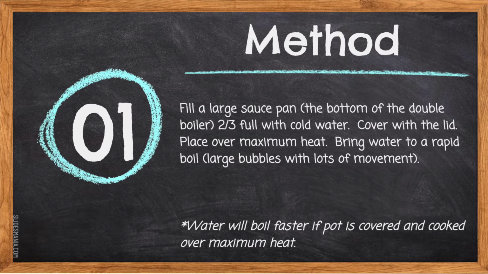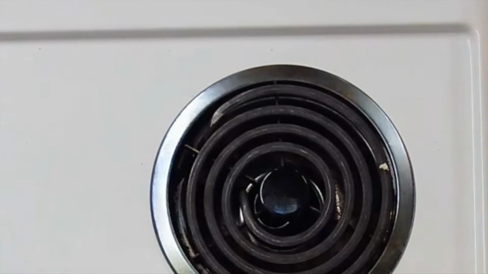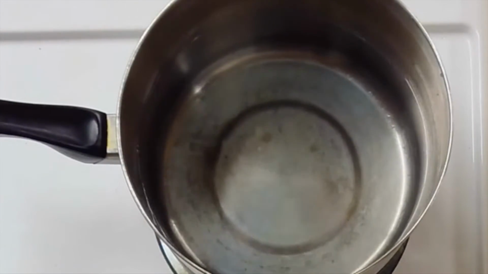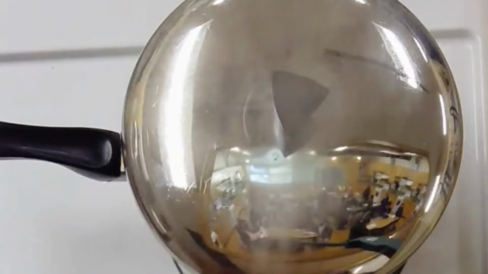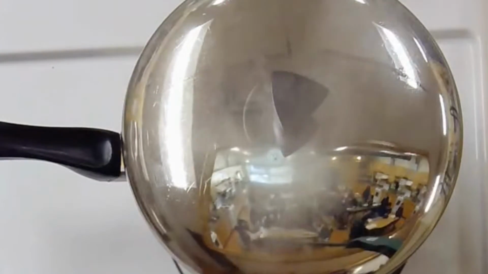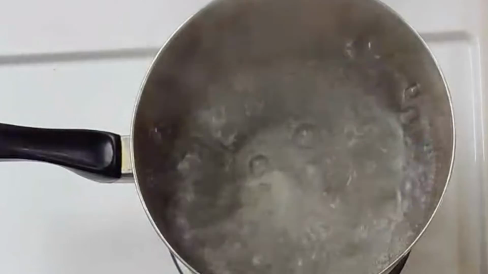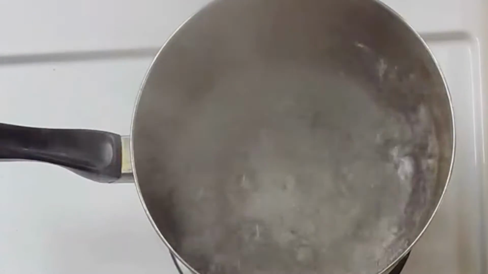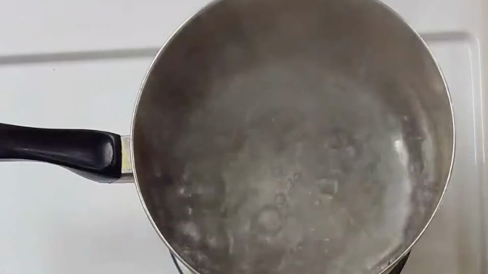Water will boil faster if the pot is covered and cooked over maximum heat. Now we cook pasta in boiling water for 2 reasons. 1, it helps it not stick together because the rapid boil helps move the pasta around the pot quite a bit. But 2, we want the pasta to spend as little time in the pot because pasta has starch in it, and starch is really important because it helps make the sauce stick to the pasta really well.